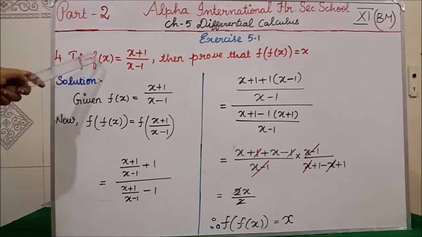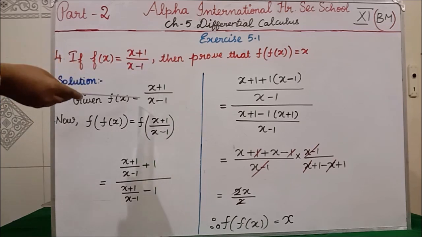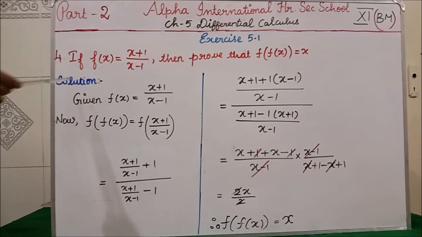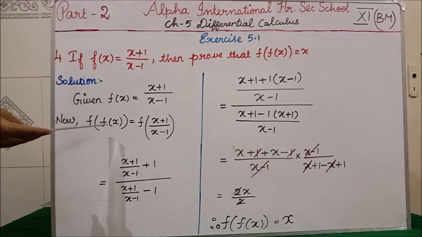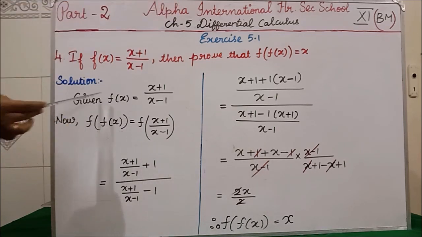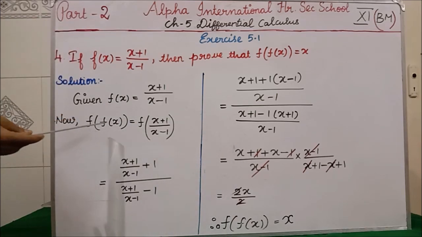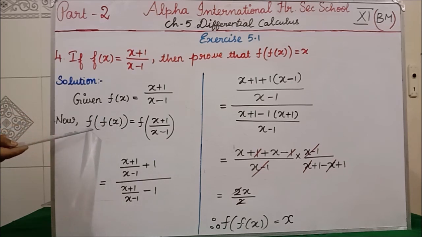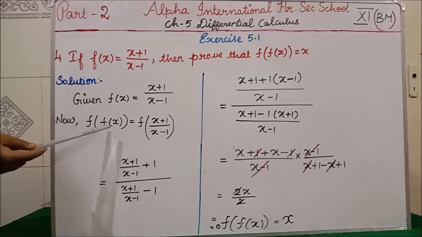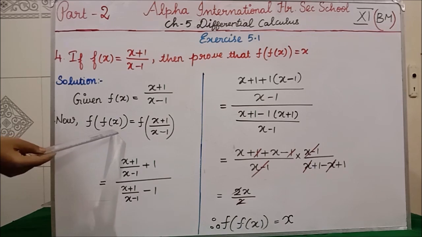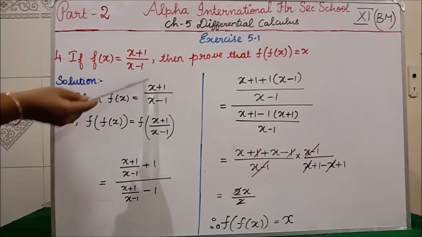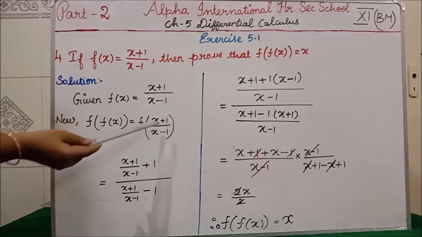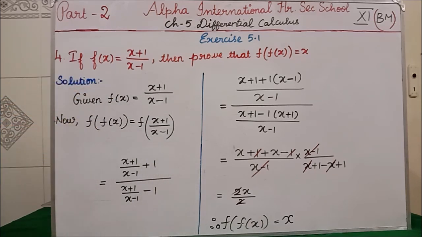Solution. Given f of x is what? x plus 1 divided by x minus 1. This is given in the question. Clear? Now what we have to prove? f of f of x, this value we have to prove is equal to x. Now I have written f, and now this f I have written as such. Now you see f of f of x. Inside I am having f of x. Instead of this f of x, what value am I having now? x plus 1 divided by x minus 1.